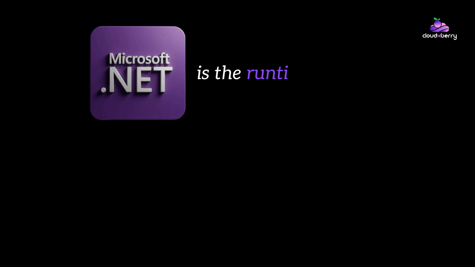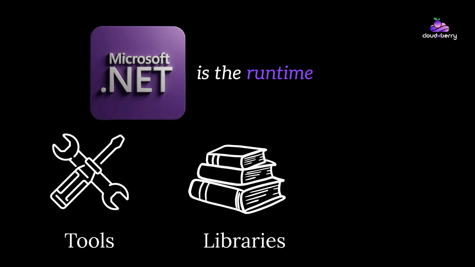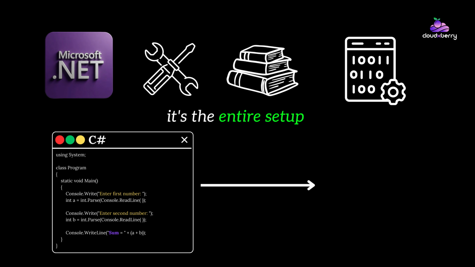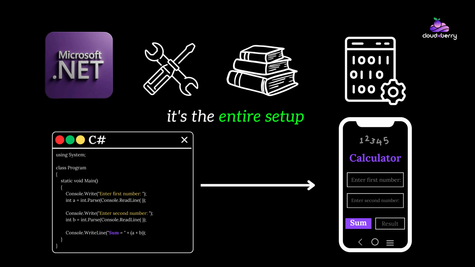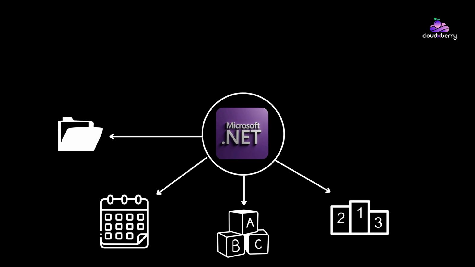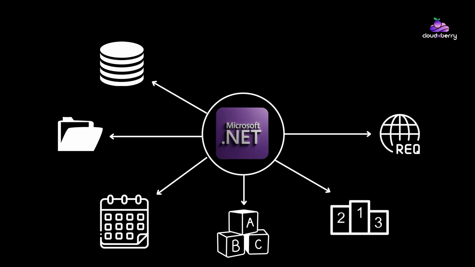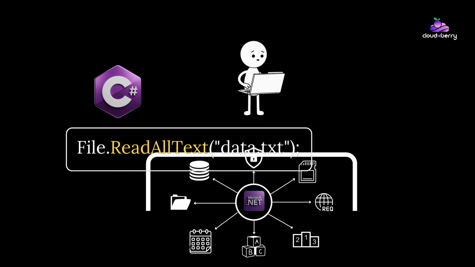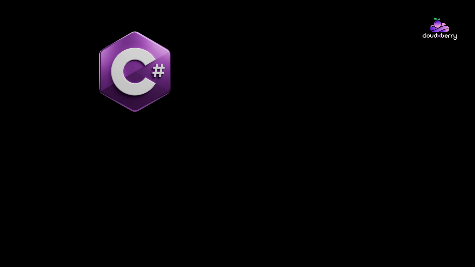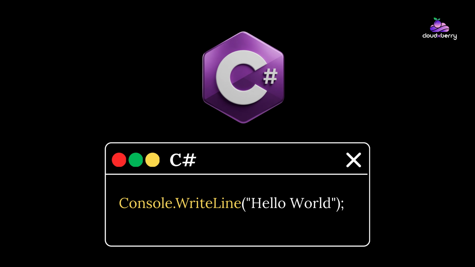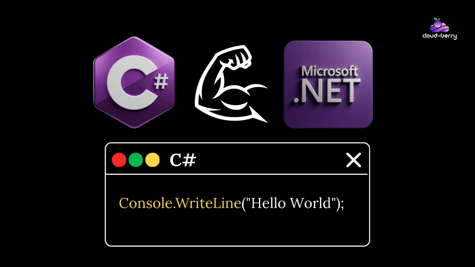.NET is the runtime, the tools, the libraries, the compiler. It's the entire setup that turns your C# instructions into a working application. It already knows how to deal with files, dates, text, numbers, web requests, databases, security, memory. Every time you write C# code, you're standing on top of all that. That's why C# feels productive so fast. The language itself is clean, but the real power comes from the ecosystem underneath it.